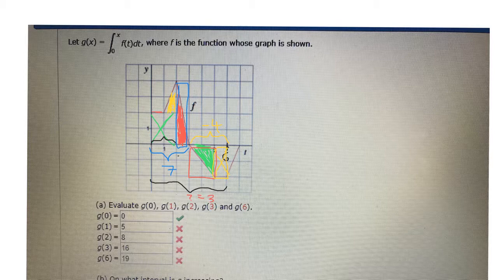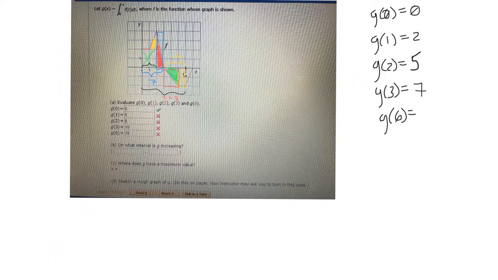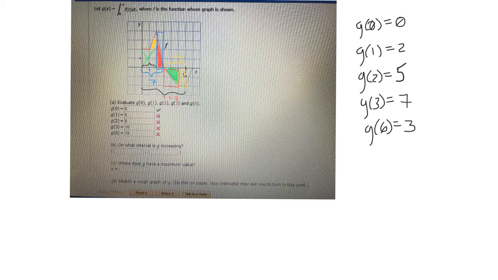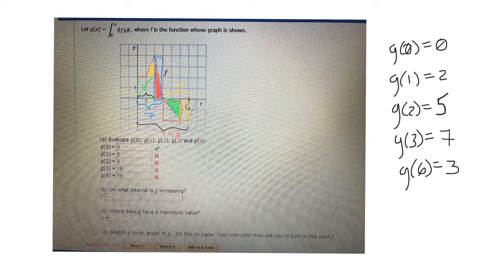All right. The area quote-unquote under the curve or under the graph, all the way from 6 to 0, ends up totaling to 3. So, therefore, we could write 3 right there. Okay? So hopefully that makes sense. Let's take a look at the next question.